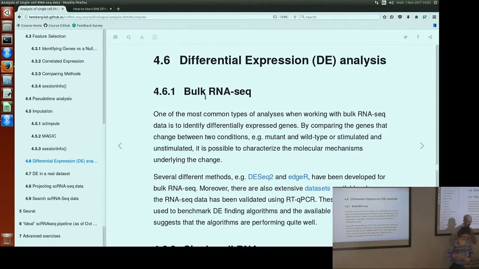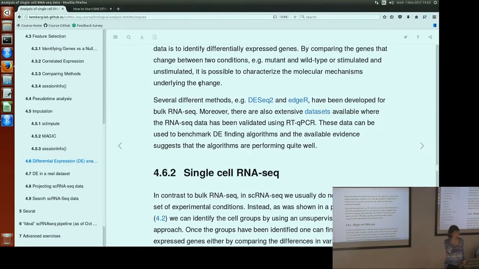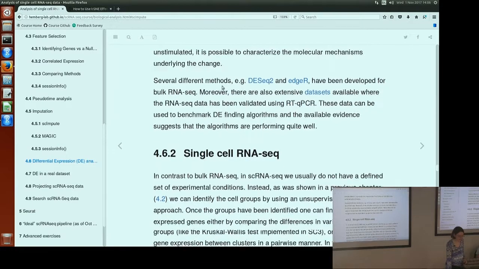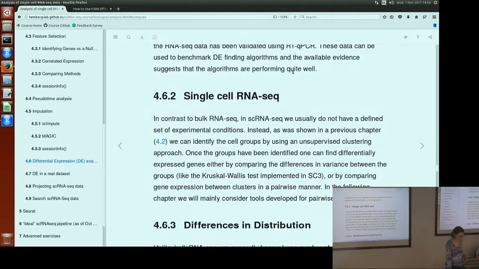All right, so now we're going to look at differential expression analysis. For bulk RNA-seq, this is the number one thing you'd be doing after you've got your data. You've got two or more biological conditions, and you want to find the differentially expressed genes between them. There are lots of methods that have been developed for doing that for bulk RNA-seq. Probably the two most popular are DESeq2 and edgeR. And there's also been extensive testing of the performance of those methods.